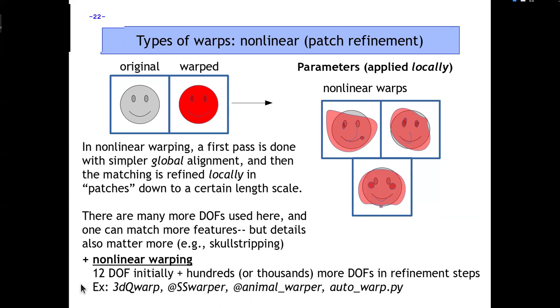Several AFNI programs are inherently parallelized, and in particular a lot of the alignment ones are because they get to be more computationally hungry because they're doing all these subset calculations over your data. So 3dQwarp is the main workhorse, but we have these other wrappers, @SSwarper or sswarper2, and @animal_warper. This is what we would use for preparing for afni_proc when we have animal data specifically.